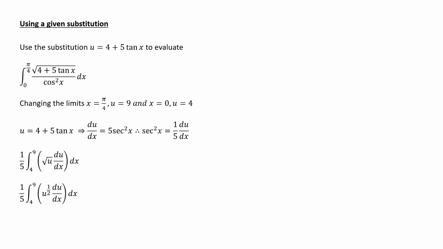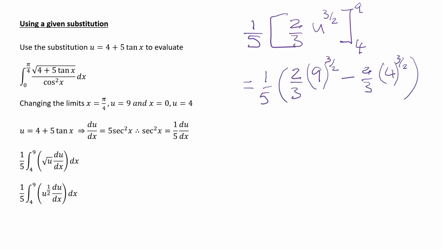Root of u is u to the half, so I get that one. And raising my power by 1, a half plus 1 is 3 over 2, dividing by that new power. 1 divided by 3 over 2 is 2/3. Between my limits 9 and 4. So 1/5, 2/3, 9 to the power 3 over 2 minus 2/3, 4 to the power 3 over 2.